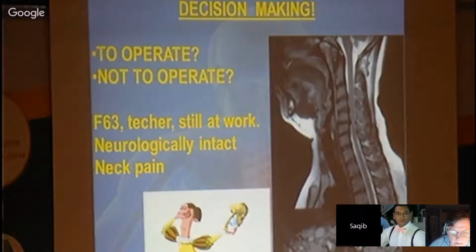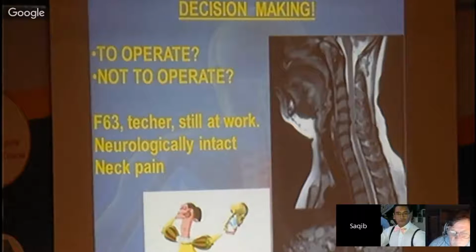Would you operate that? Would anybody operate? Would anybody not? Who will operate that? Okay. Neck pain only? Just that. Yeah, I wouldn't. You wouldn't, yeah? I have done a series of electrophysiology for this patient, and it's stable. So I'm still following up without operation.